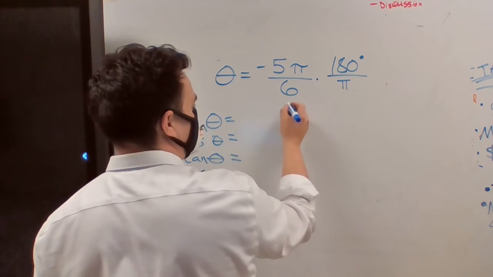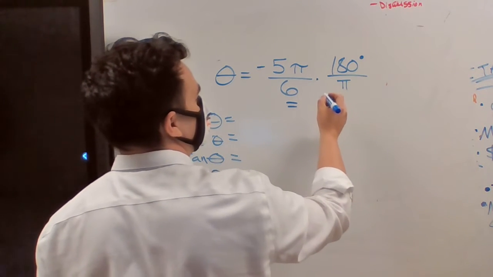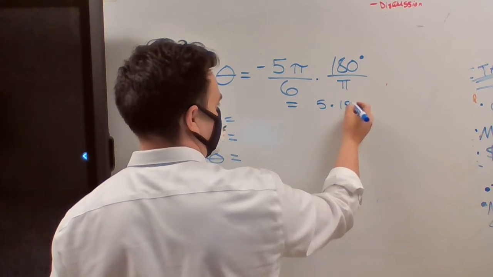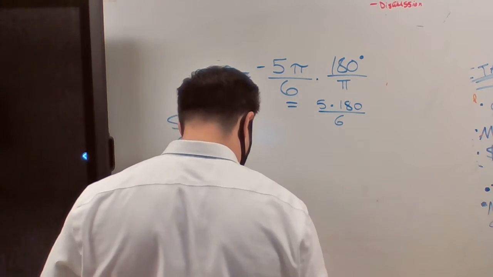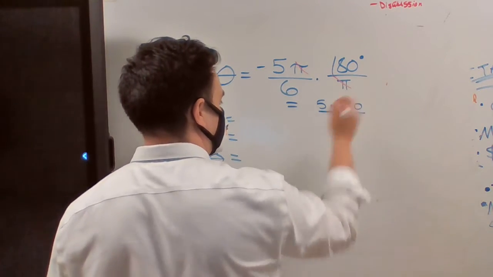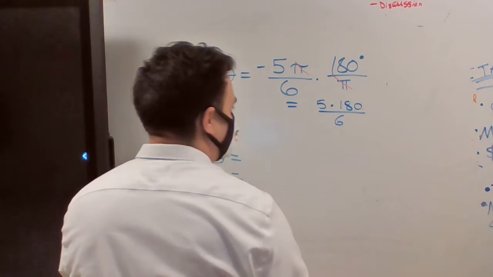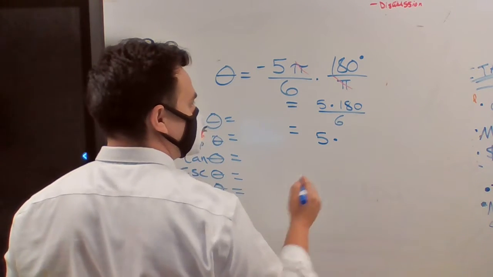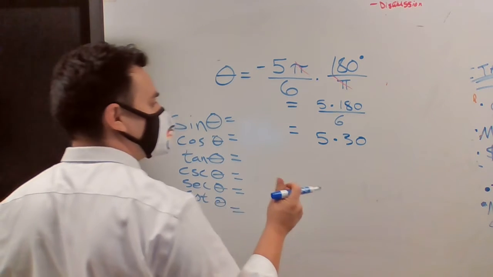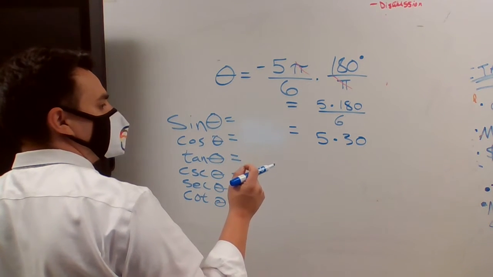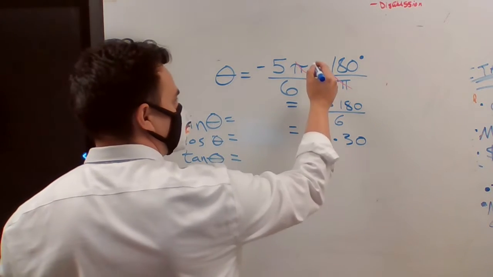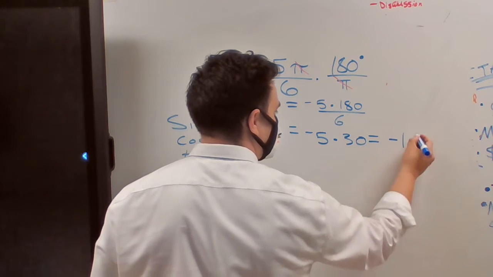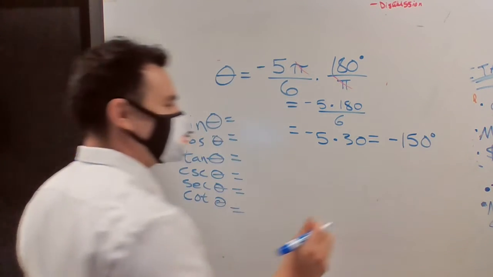Well, let me do it in a few steps. That's going to give me 5 times 180 over 6, as these pi's canceled out. 180 divided by 6 is 30. It's going to be 5 times 30. And, oh, wait a second. Negative. Okay, and that's just going to be a negative 150 degrees.